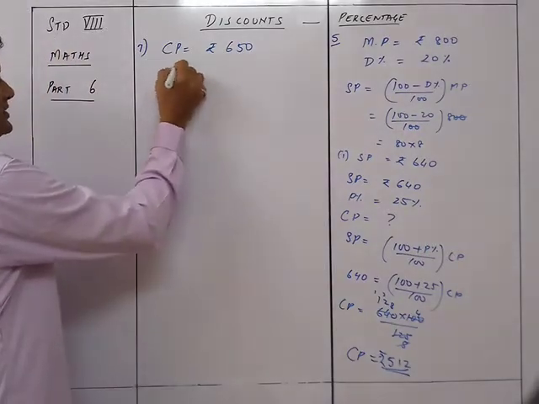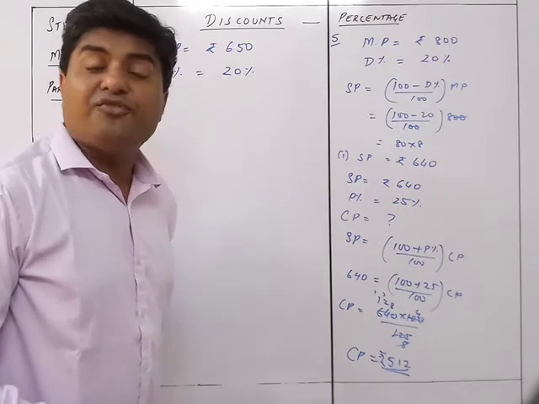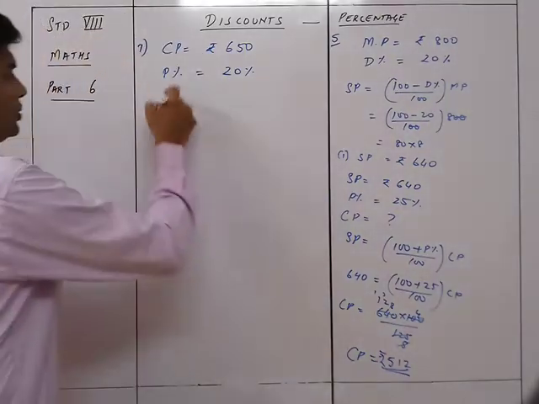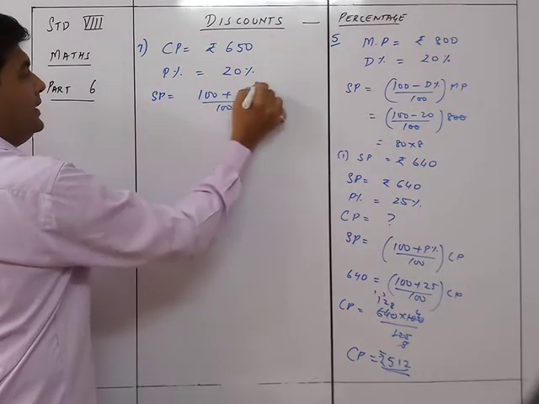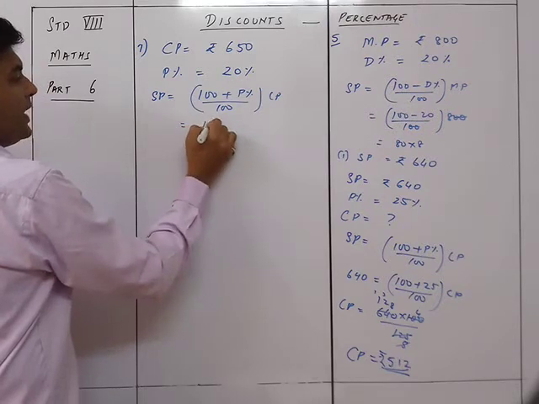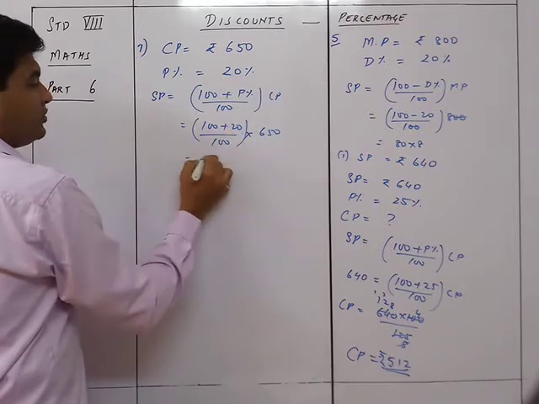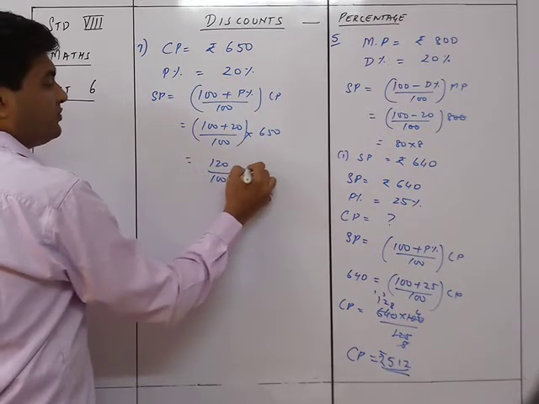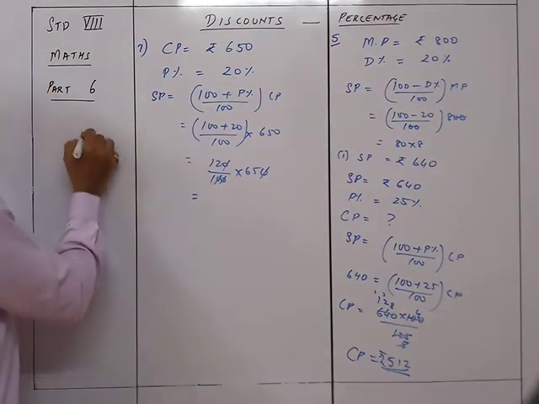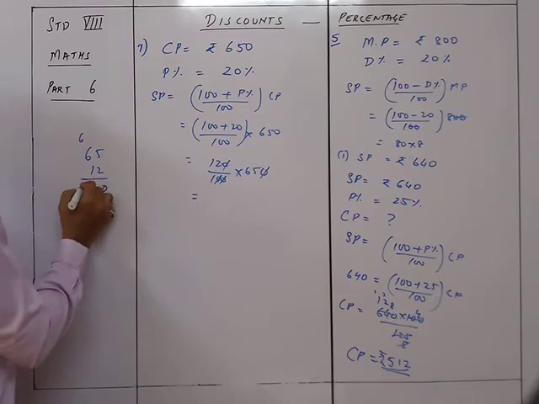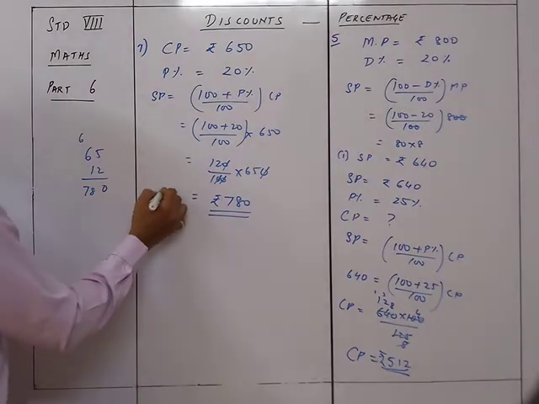You know that the profit percent is equal to 20%. So from the profit percent, I can find out the SP of the article. SP is equal to (100 plus P%) upon 100 into CP. So that will give me (100 plus 20) upon 100 into 650. So that is 120 upon 100 into 650. The zeros cancel. So 65 into 12: 12 fives are 60, 12 sixes are 72, 78. So that's rupees 780, the selling price of the article.